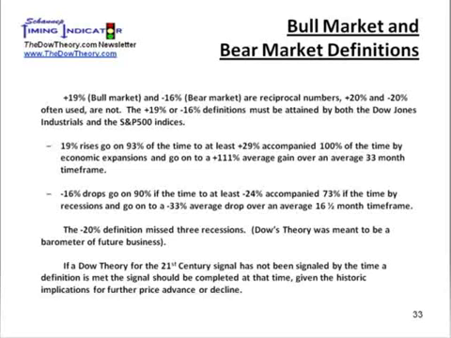You all know that a 20% loss from 10,000 to 8,000 takes a 25% gain to get back to 10,000. Also, after the market has risen 19%, it then goes on 93% of the time to at least a plus 29% gain. After a minus 16% loss, it then goes on 90% of the time to at least a minus 24% loss. And 93% of the time, a recession follows. Dow's theory was meant to be a barometer of business, and we still want it to be. Requiring the 20% decline missed 3 recessions that our 16% definition caught.